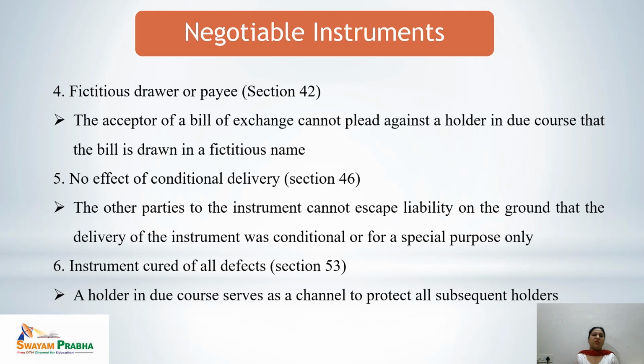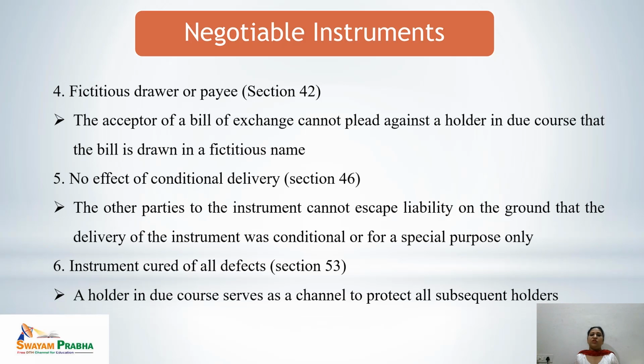Next is fictitious drawer or payee, covered under section 42. The acceptor of a bill of exchange cannot plead against a holder in due course that the bill is drawn in a fictitious name, because the holder in due course holds a title as good as the title of the holder. He has taken the instrument in good faith without any knowledge of the defective title of the holder. So it cannot be claimed against the holder in due course that the bill is drawn in a fictitious name.